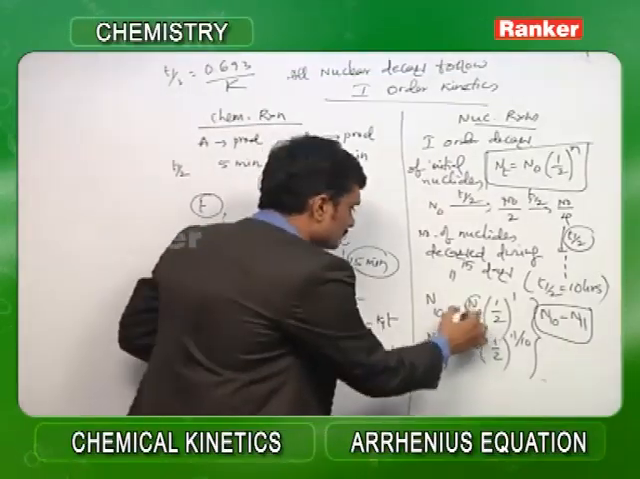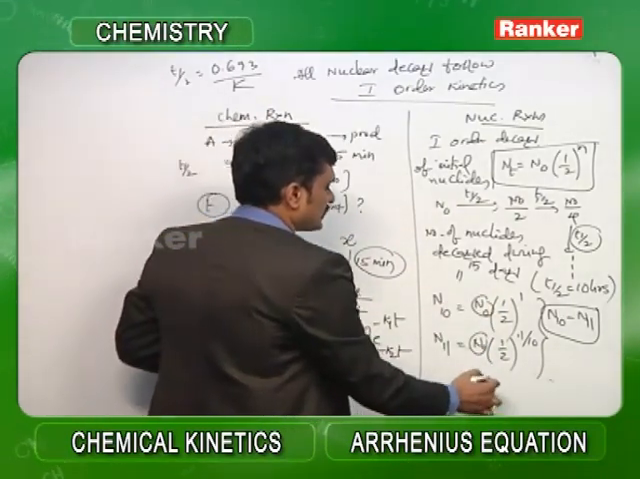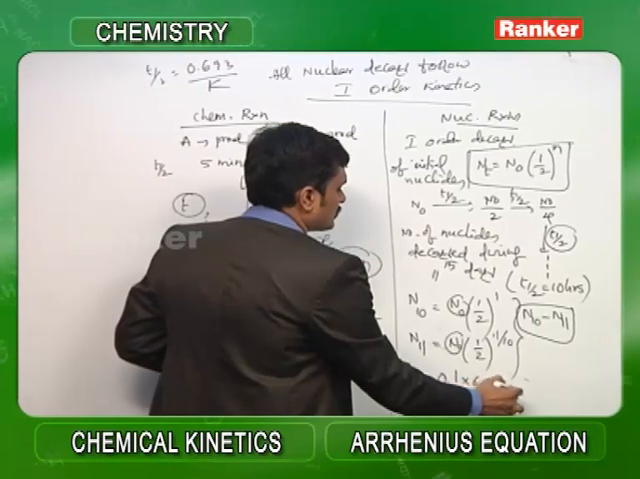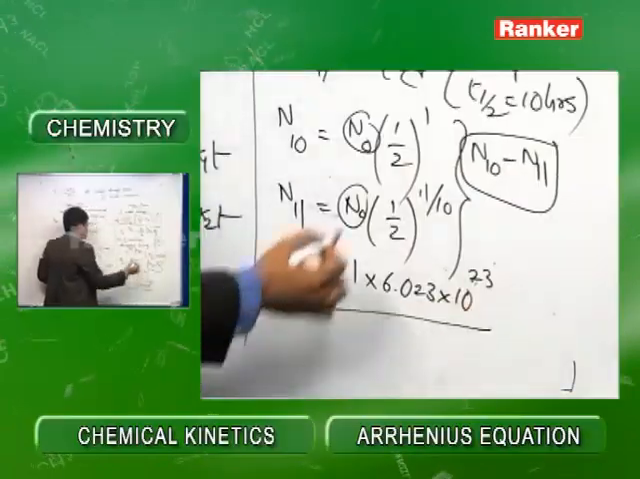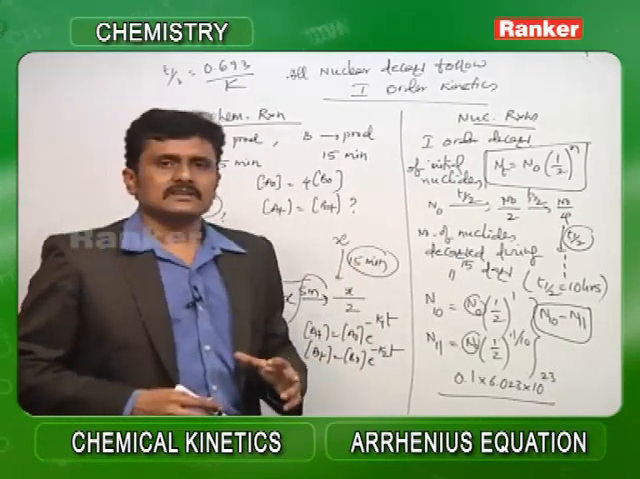Here you will be given N naught. In the JEE question, this N naught is given as 0.1 mole, or 0.1 into Avogadro number of nuclides. So this is how you are going to solve questions which are very simple.